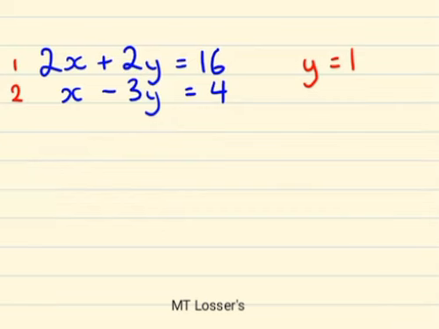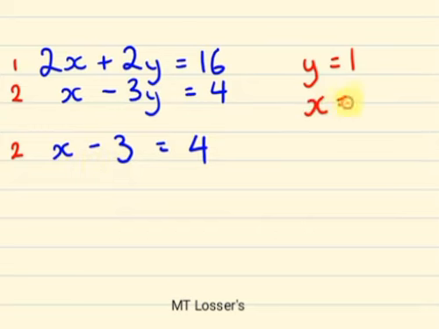Okay, let's substitute into, let's choose one of them. What about we choose equation 2, might be the easiest one here. x take away 3y. Okay, 3 times y is 3. It equals 4. x take away 3 equals 4, what number can you subtract 3 from to get 4? x equals 7. So hopefully you're going pretty good with these.